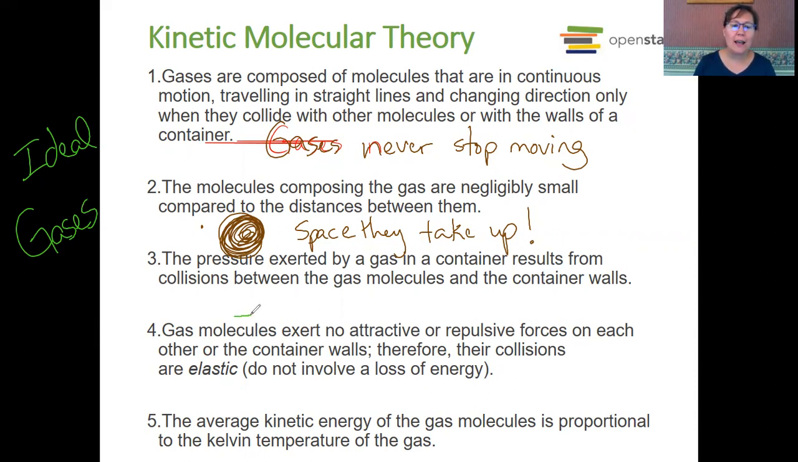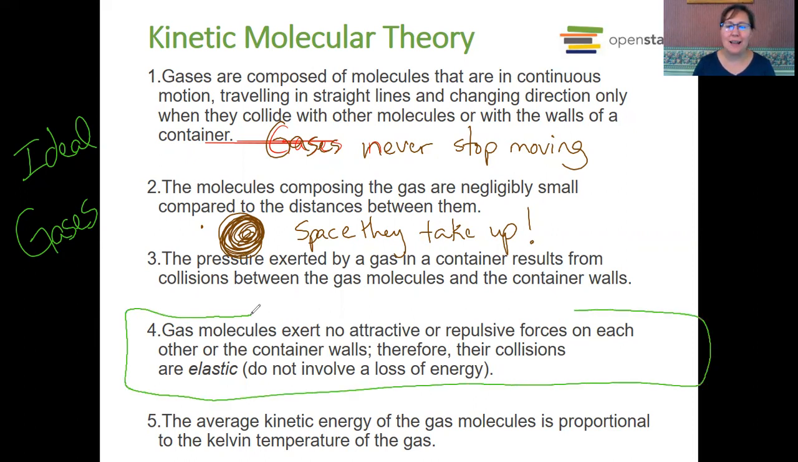But when we look at where the ideal gases and the real gases get mixed up, it's right here. The rest of them all pretty much hold true, whether we're talking about ideal gases or real gases. But it's this fourth one where we know that it doesn't work out quite as well. All right, so then the last one here: the average kinetic energy of a gas molecule is proportional to the Kelvin temperature of the gas.